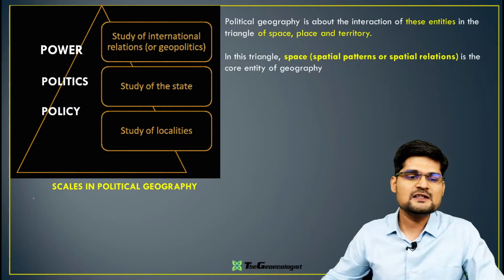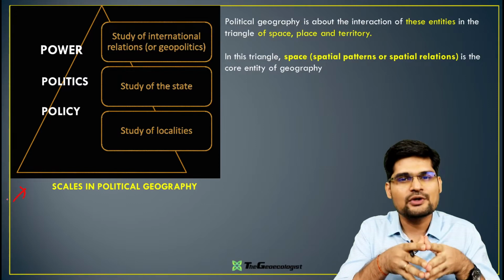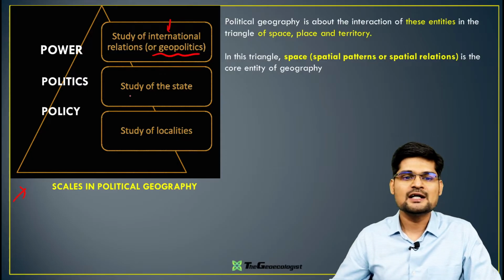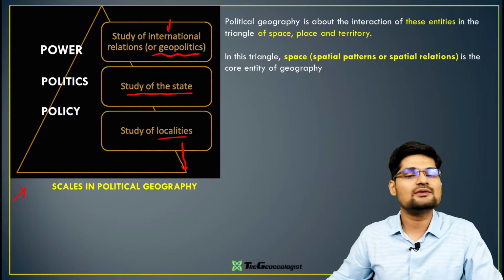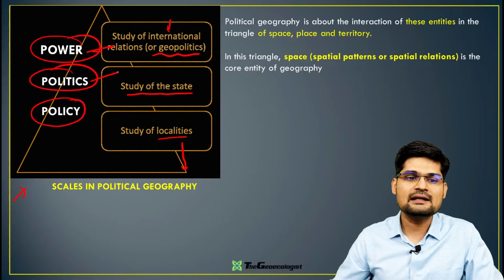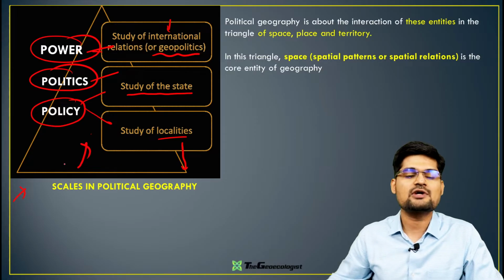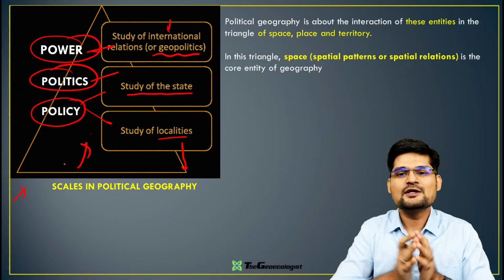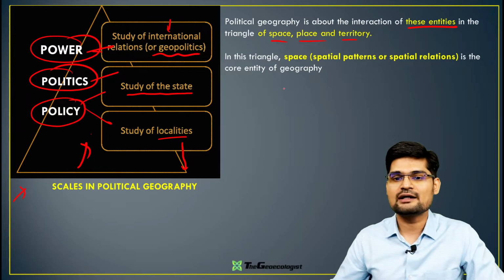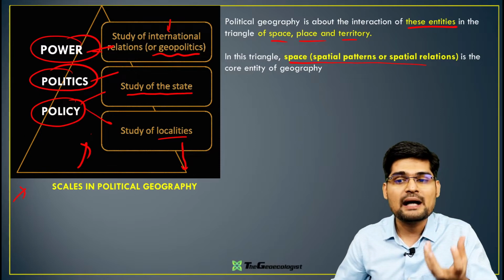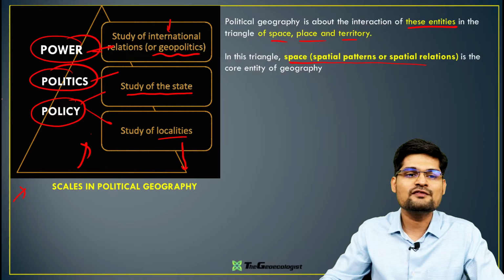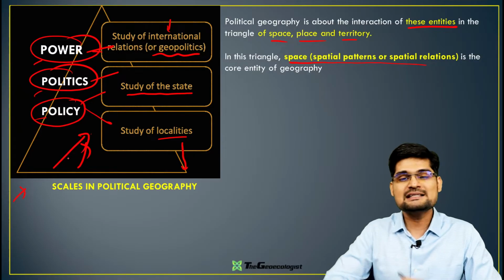Now further, if you observe this particular diagram, it talks about the scale component of political geography. How it is scaled, from the international level, international relations or geopolitics, to the study of the state, to the study of localities, and to the ground. And alongside it, what you have in the triangle is power, politics, policy. So the interactions between these three is what will shape up the triangle. The triangle is the geographical space that we talk about, right? So political geography is about interaction of these entities, the triangle of space, place, and territory. And in this triangle, that is the space, what is important? Spatial patterns, spatial relationships, and that is the core component of geography. That's how political geography is, this combination of power, politics, policy in the given space at a given scale.